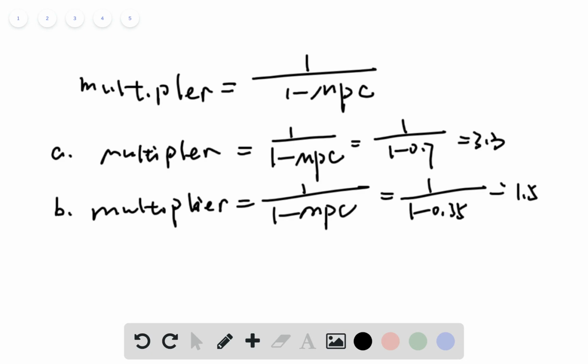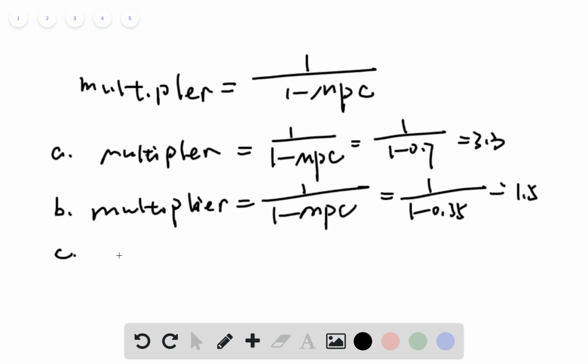Okay. And for part C, it says to assume there was an increase in planned investment of 4 billion. Compare the change in equilibrium real GDP if the marginal propensity to consume for the economy was 70% and also 35%. So we know that when the marginal propensity is 70%, the multiplier is 3.3.